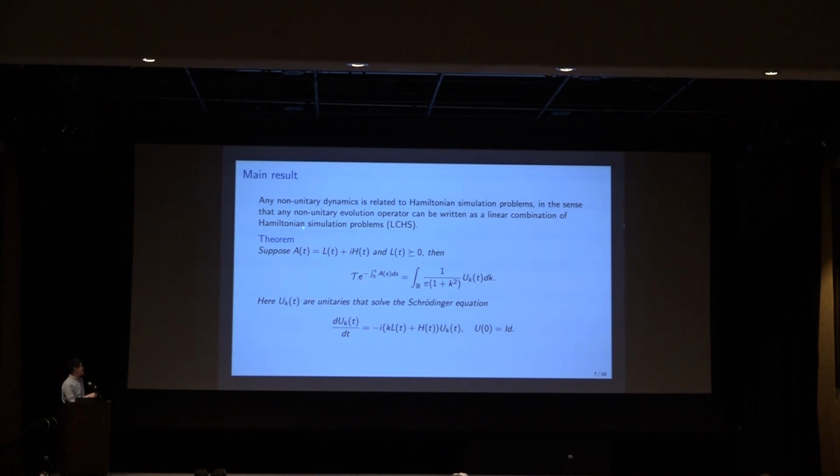So the relation is that any non-unitary evolution operator can be written as a linear combination of Hamiltonian simulation problems. Basically, if you want to simulate some non-unitary evolution dynamics, then what we need to do is just solve multiple Hamiltonian simulation problems, or multiple quantum simulation problems, and then we just linearly combine them together. So this is something that we found, and I just want to discuss this in a more technical version.